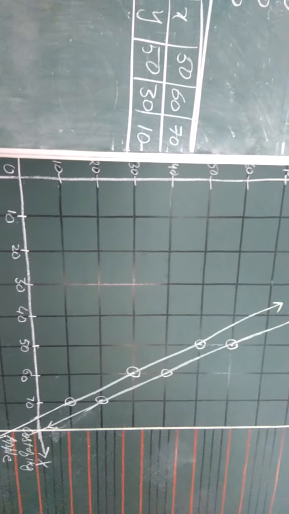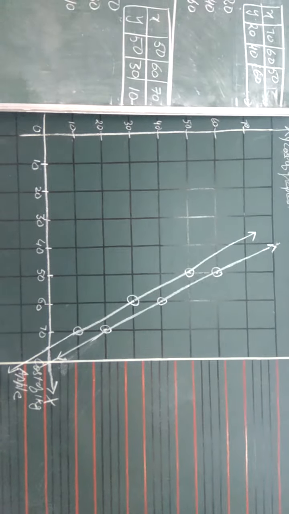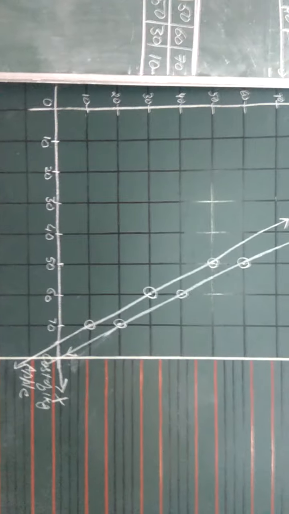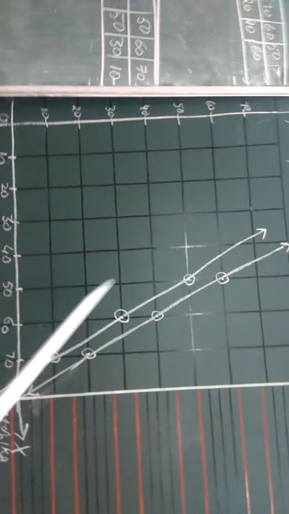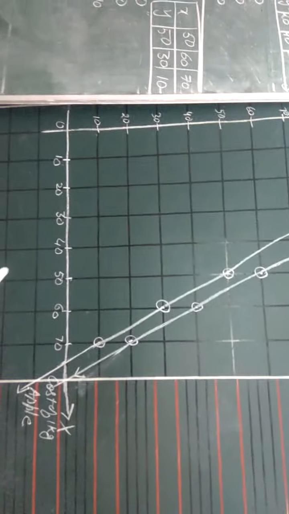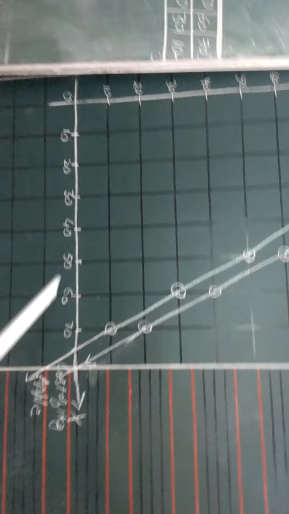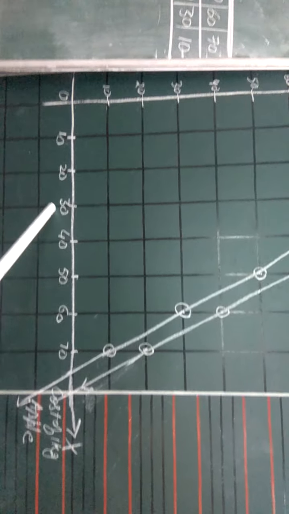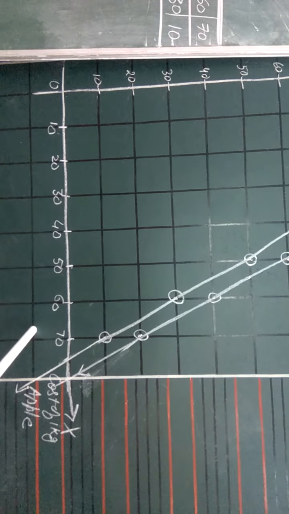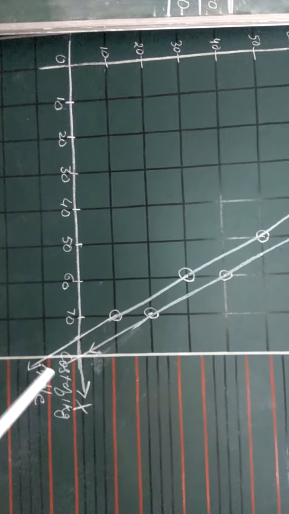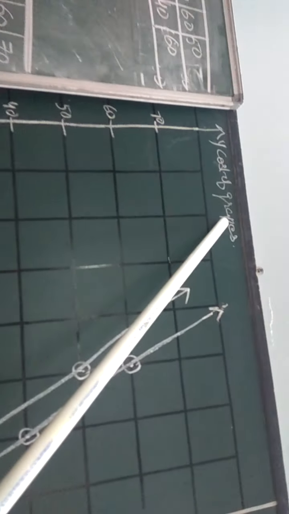For graphical representation, again all the values are positive, so I have taken only the first quadrant. On the x-axis, I have taken all the multiples of 10 because values are in multiples of 10. And x represents the cost of 1 kg apples and y represents the cost of grapes. So take all these numbers.